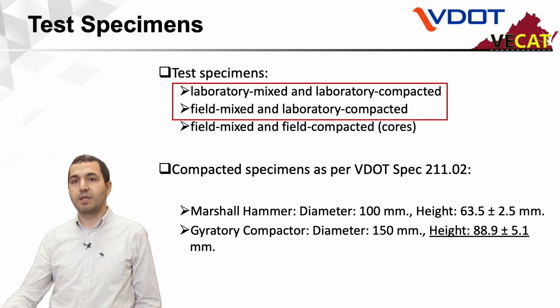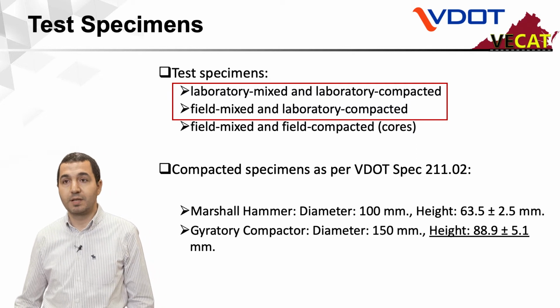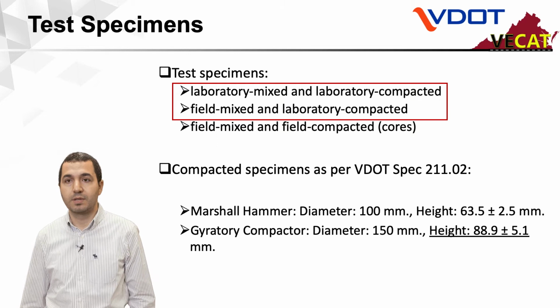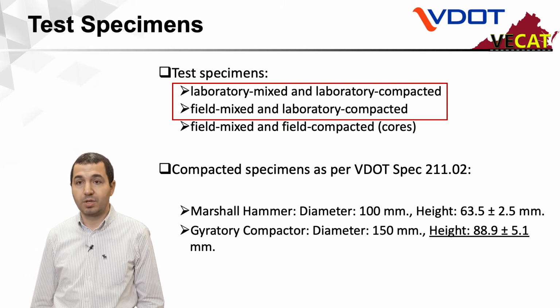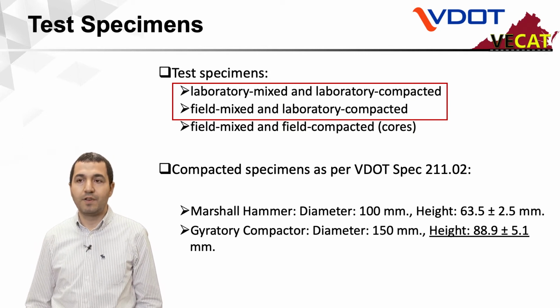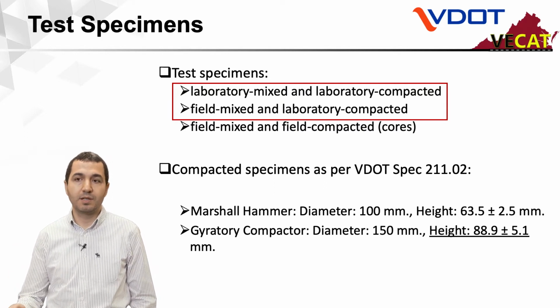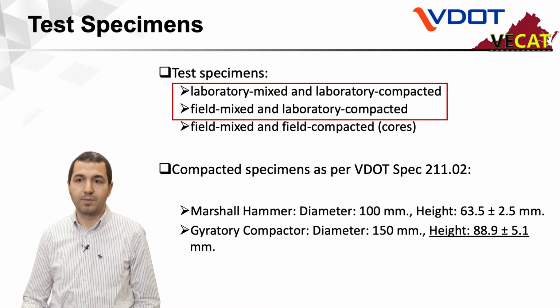As part of the testing, VDOT only requires testing of laboratory mix and laboratory compacted, and field mix or plant mix laboratory compacted specimens. And you can see the dimensions here for Marshall Hammer and gyratory compactor specimens. I should note that spec refers to a height of 88.9 plus minus 5.1 millimeter, but that could be a typo. Typically, AASHTO standard refers to 95 millimeter tall specimens.